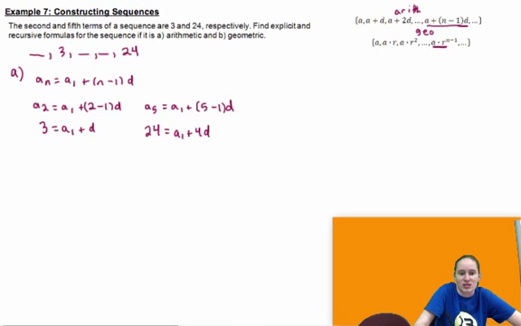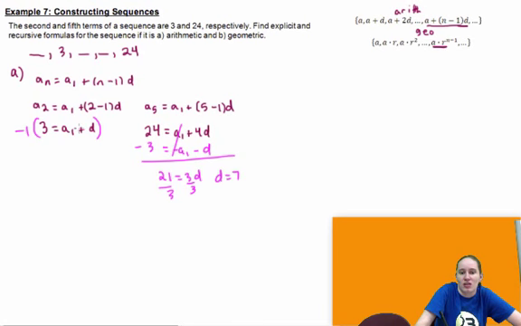Now we have a system of equations that we can solve, which may seem a little weird to you. I'm going to multiply this equation by -1 so that I can eliminate my a's. So -3 equals -a1 minus d. So that's 21 equals 3d. Divide by 3, and you get d equals 7. So that's the common difference, and I can plug back in, like over here, to get a1, because 3 equals a1 plus 7, so subtract 7 over, and you get a1 equals -4.